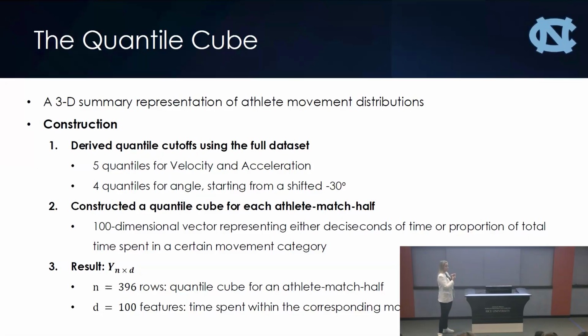That can either represent our total amount of time that we moved, or if we divide by the total, we can get a proportion or percentage or a probability of being in a certain movement category. And all of this put together, we have what we're going to call our data matrix Y, which has 396 rows because we can form one of these cubes for every athlete match half. And it has 100 dimensions or 100 features, each representing a combination of an acceleration, a velocity, and an angle quantile. So that's setting up our data representation.